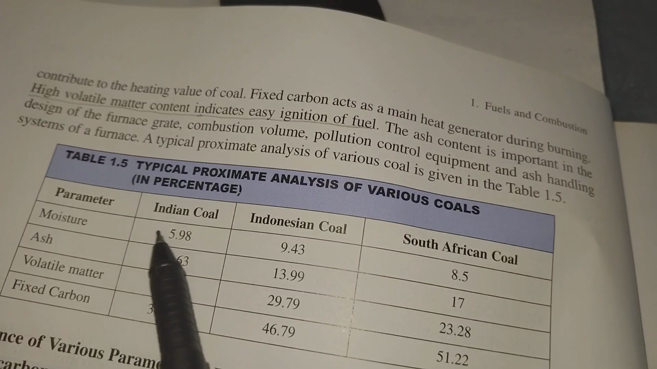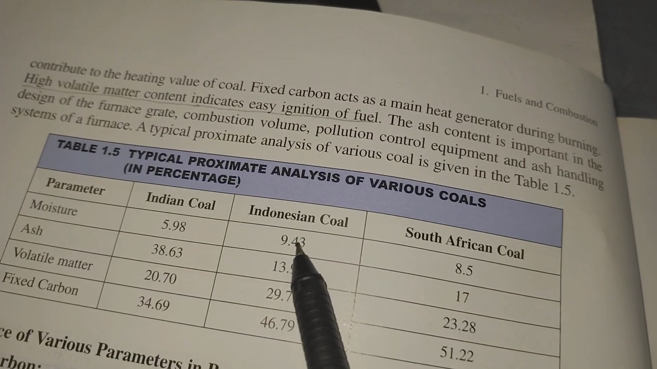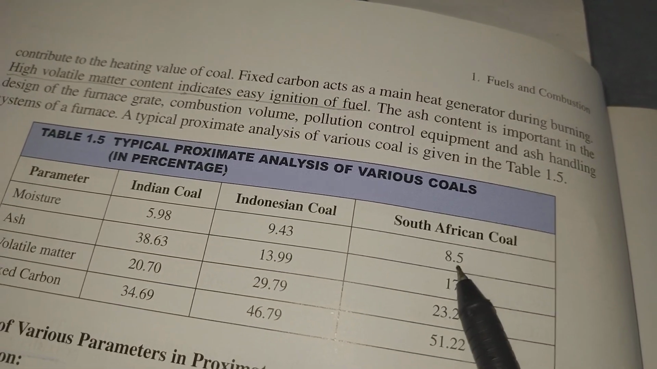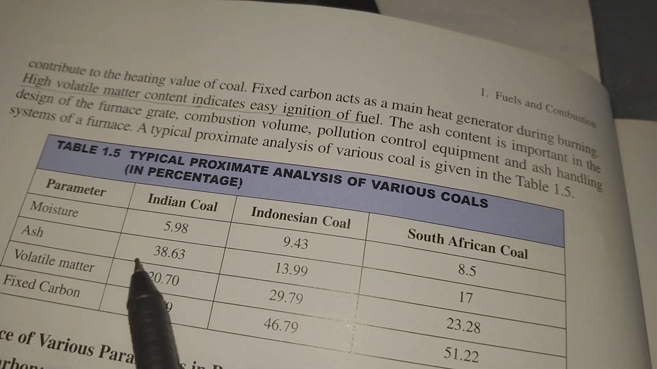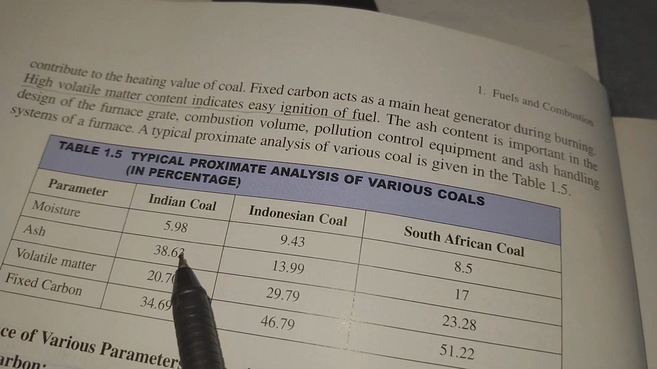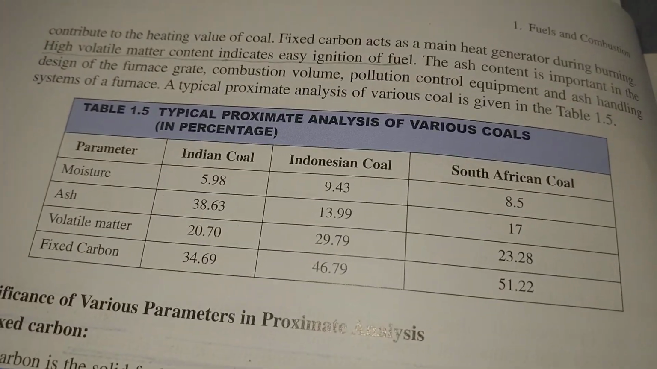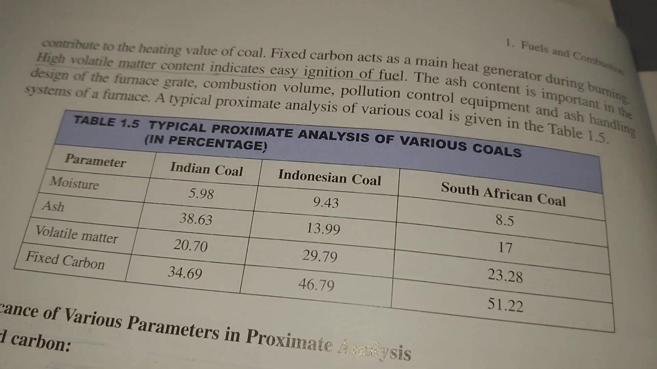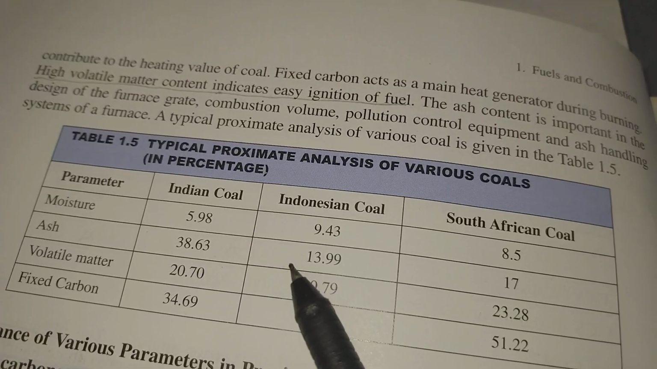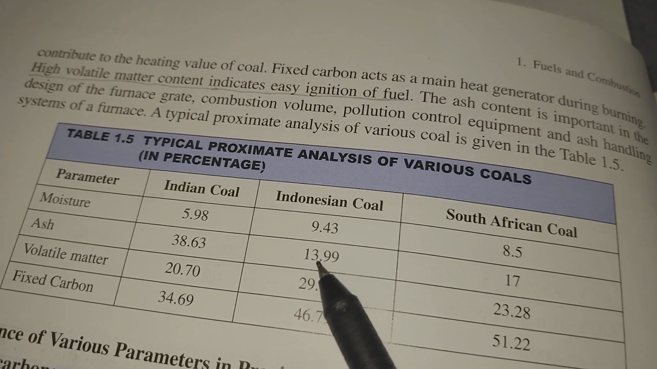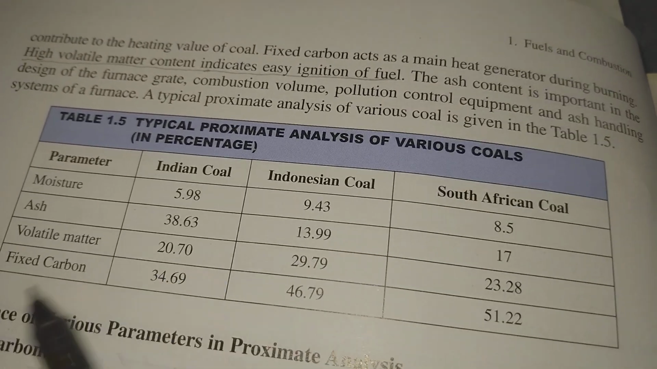So for moisture, Indian coal 5.98%, Indonesian coal 9.53% and South African coal 8.5%. Ash, Indian coal 38.63%, very high ash content, and ash handling of Indian coals is a big and challenging task in thermal power generating plants and other boilers. Indonesian coal 13.99% and South African coal 17%.